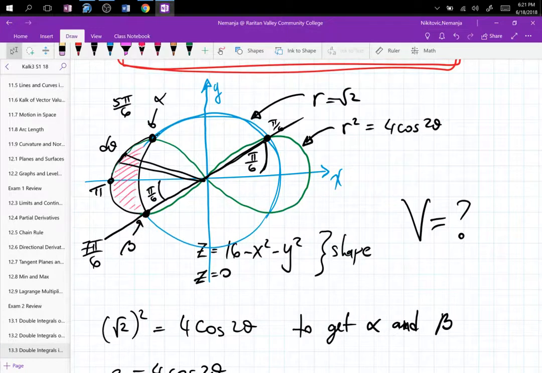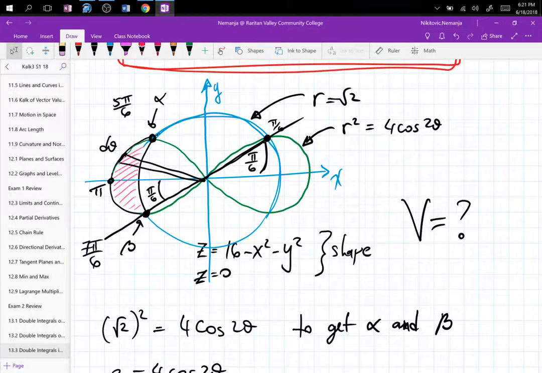There is a paraboloid that goes this way, so that paraboloid will have the shape, and this will cut the same on both sides. It's so symmetric that you can actually go 0 to pi over 6 and cut it in two. It's one of the very rare examples when you're allowed to do that.